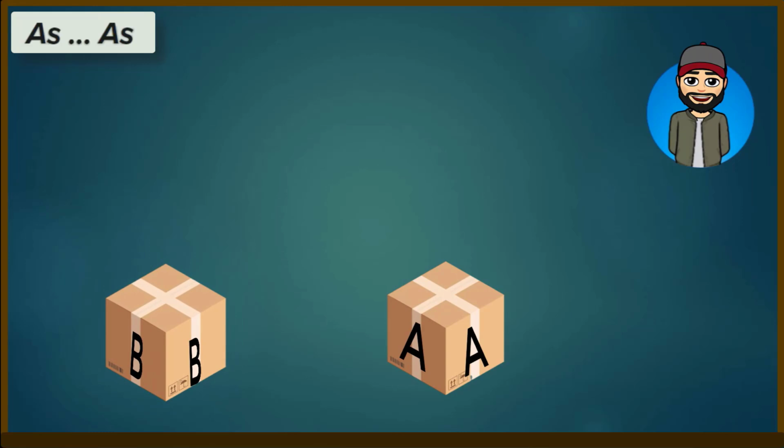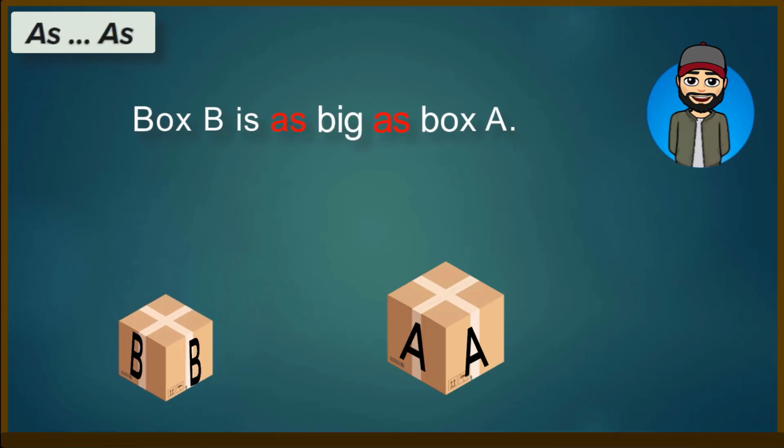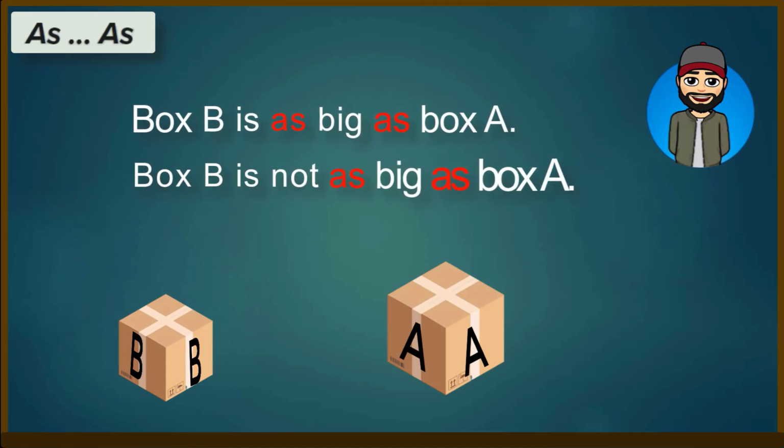Now these are two boxes, box A and box B. هنا صندوقان، صندوق A وصندوق B. Now if they are the same size, إذا كان نفس الحجم, we say box B is as big as box A. Now if they are not the same size, إذا لم يكونا نفس الحجم, we say box B is not as big as box A.